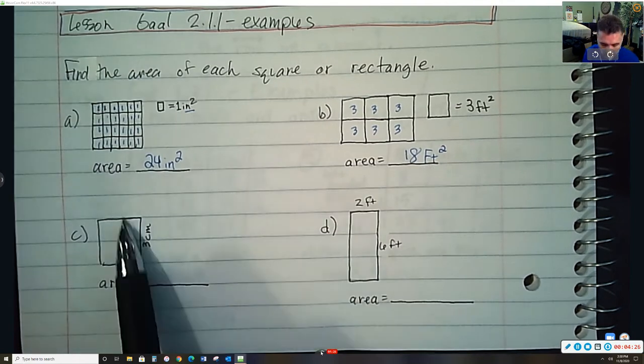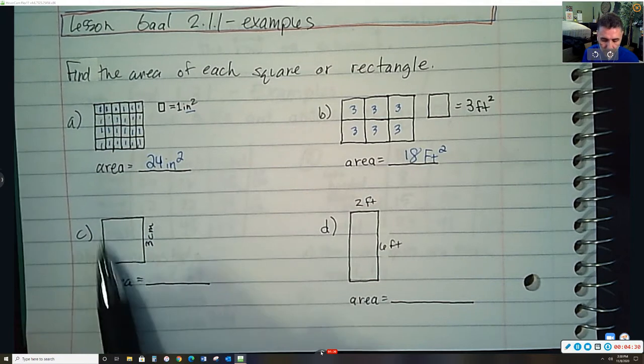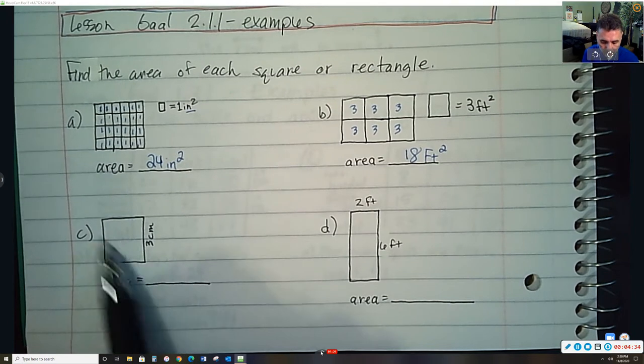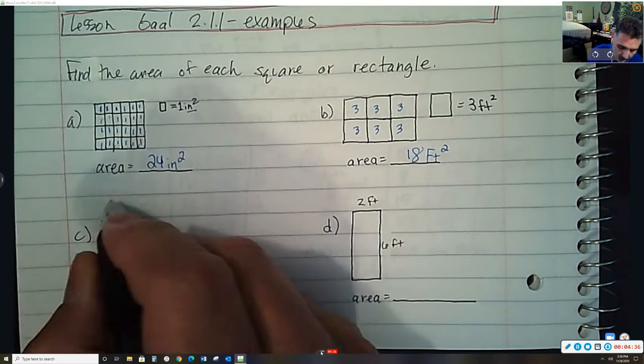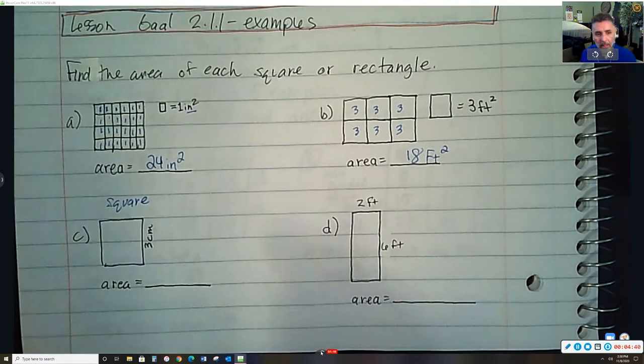And then this one, see how this one only has one measurement? That's 3 centimeters. That's because they're assuming you know that this is a square. Well, here, let me tell you it's a square. That way you don't have to assume it's a square. This guy is a square.